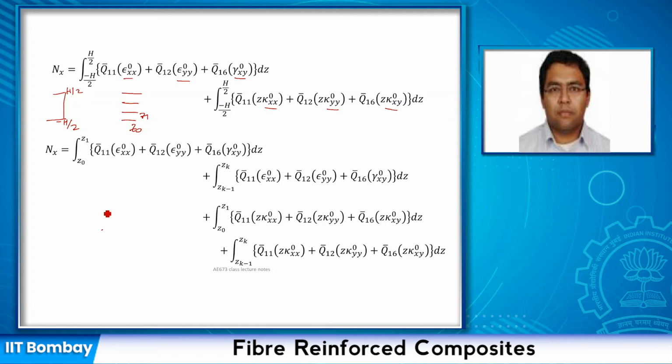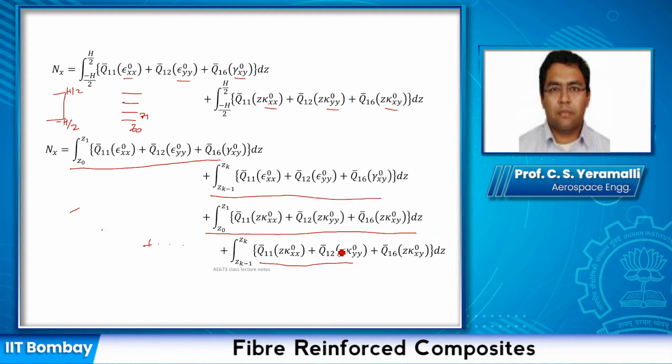So this one is for the z0 to z1 layer. This one is for the k minus 1 to kth layer. I'm not writing every layer; I'm just saying z0, z1, and like that you can continue until you reach the k minus 1 to kth layer. The same thing for the curvature terms also: I can write z0 to z1, then you can imagine the other middle layers, and then I reach the k minus 1 to kth layer. I hope it's clear.